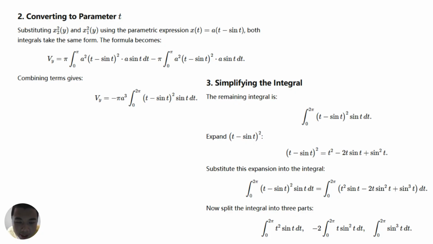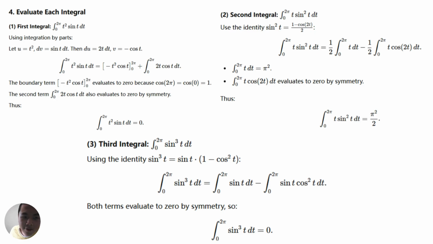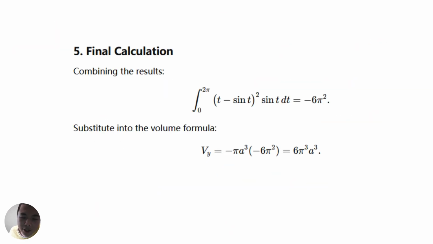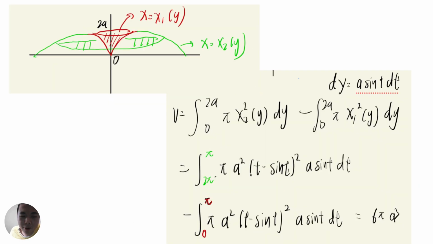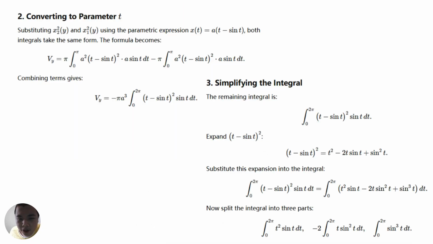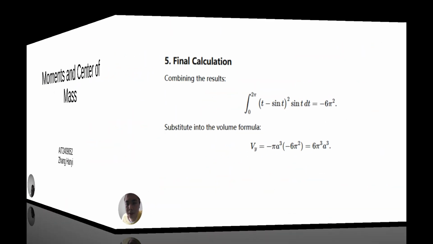Then we need to calculate more carefully. You can see the more detailed steps here. We need to convert to the parameter t, simplify the integrand, and evaluate each integral. Then our final calculation is equal to 6 pi square pi cube and a cube. Okay, so the curve rotated around the y-axis is more difficult. Okay, thank you very much.